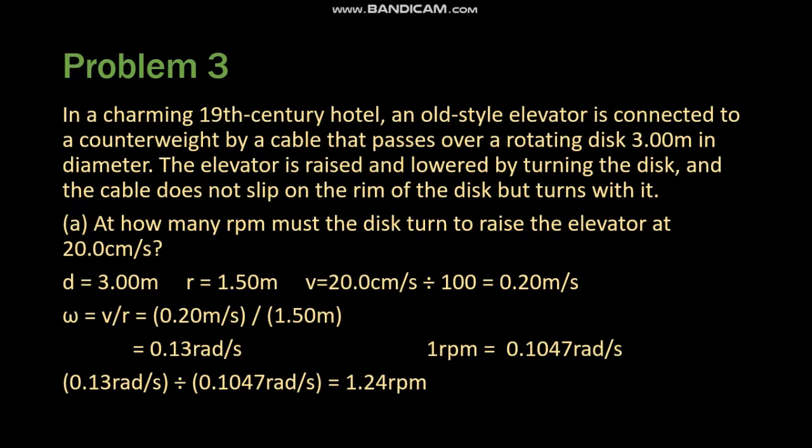So we know that 1 RPM is equal to 0.1047 radians per second. So using this knowledge, we can convert radians into RPM. We only have to divide 0.13 radians per second by 0.1047 radians per second. And then we would get its RPM units, which is 1.24 RPM. Okay, so next, problem 3B.